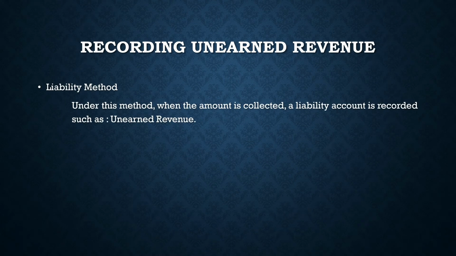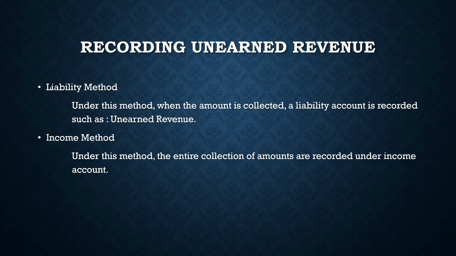For recording unearned revenue, there are two different methods. One is the liability method and the other one is the income method. Under the liability method, when the amount is collected, a liability account is recorded, such as unearned revenue. Whereas in the income method, the entire collection of amounts is recorded under an income account.